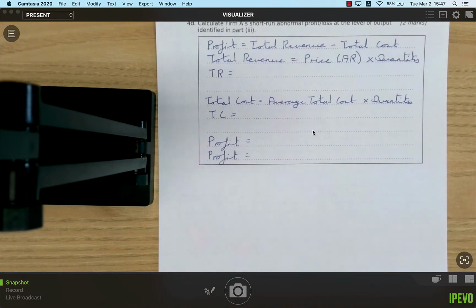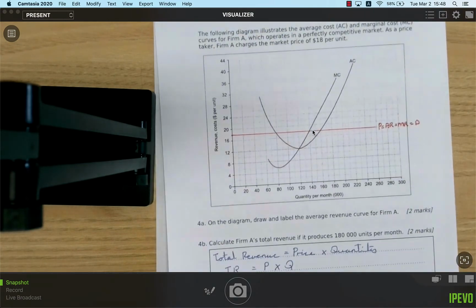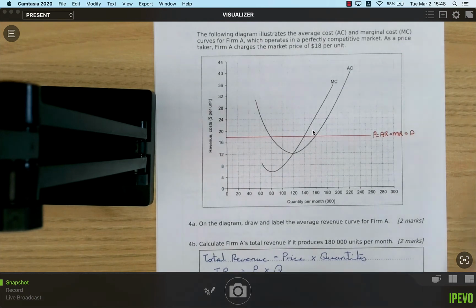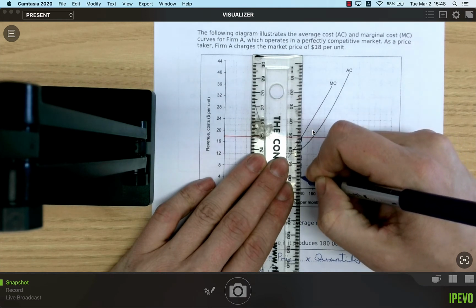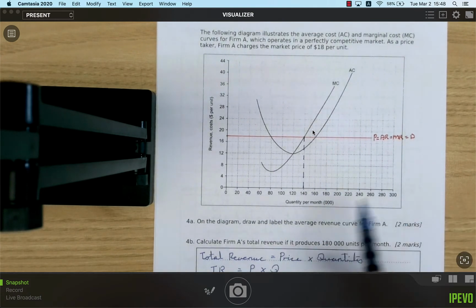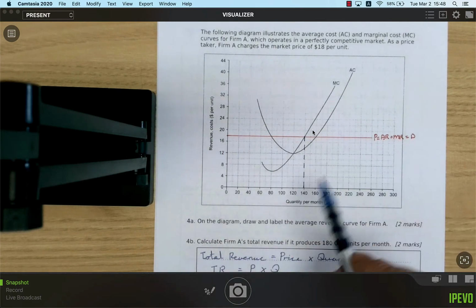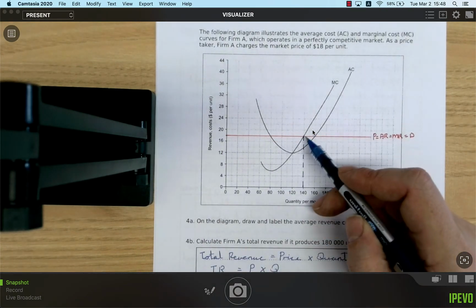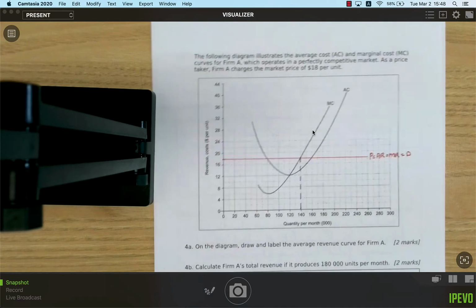Now, identify firm A's short-run profit maximizing level of output. I can straight away identify that because we know exactly where that occurs. For every firm in every market structure, the profit maximizing level of output occurs where MC equals MR, marginal revenue. This is the marginal revenue curve as well as the demand curve, and this is the marginal cost curve. They cross here. From that point we go down and that's the quantity. That's the profit maximizing quantity.